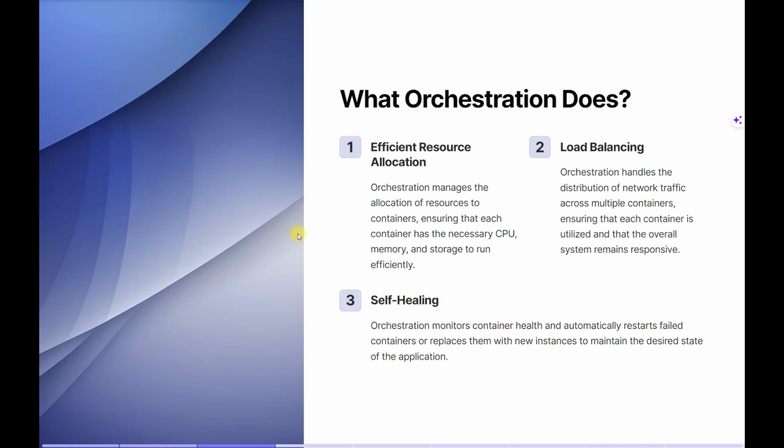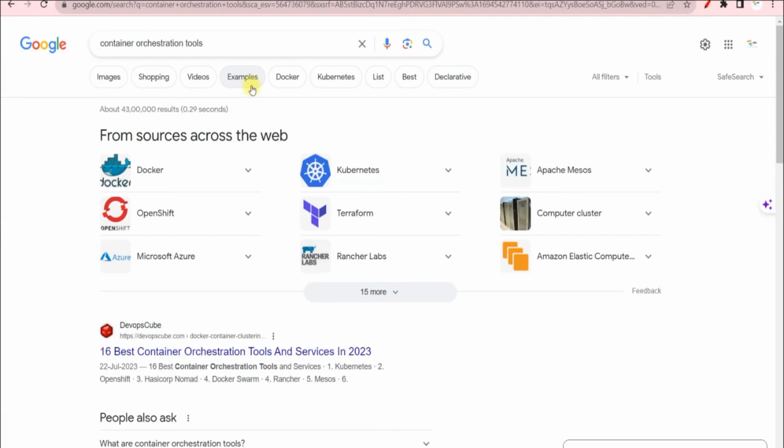Now it's time to talk about some famous container orchestration tools. If you go to Google and search container orchestration tools, you will see the list we discussed yesterday in our session, like Docker, Kubernetes, Apache Mesos, OpenShift, Rancher, Microsoft Azure. So these are the famous container orchestration tools, and these provide the features we already discussed.